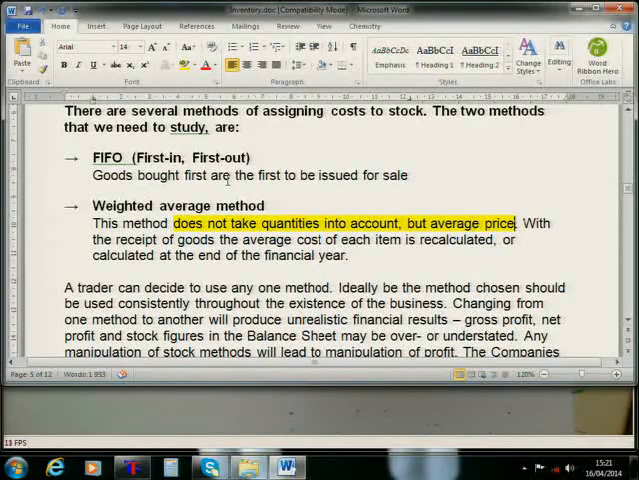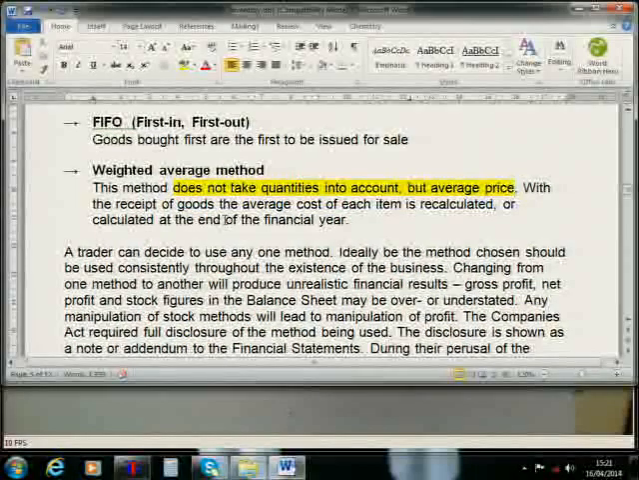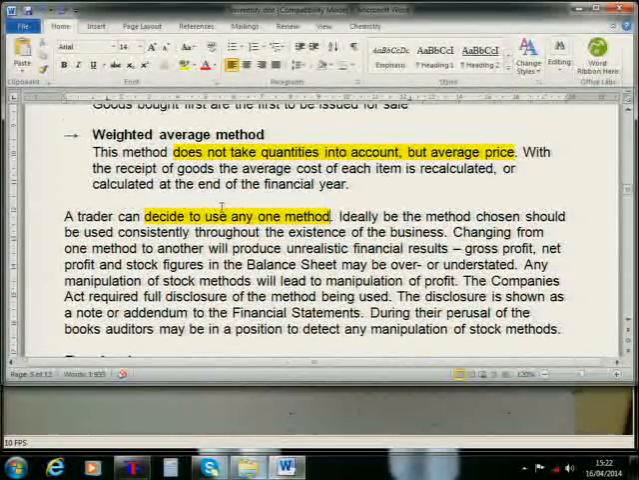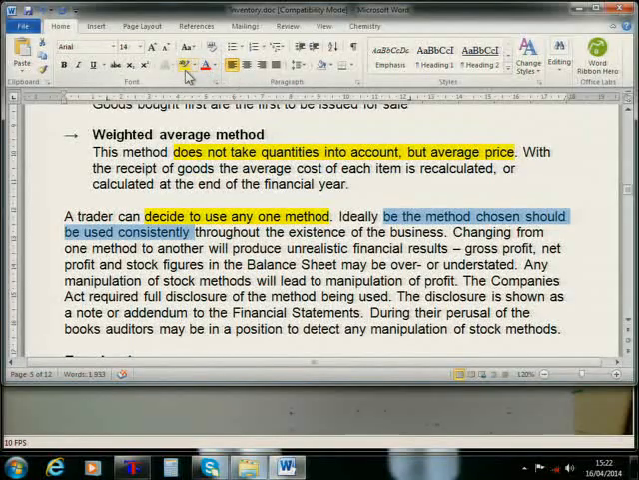With the receipt of goods, the average cost of each item is recalculated or calculated at the end of the financial year. A trader can decide to use any one method. So if you are in business, or if you think you're going to start a business, you can decide which one you're going to use. Ideally, the method chosen should be used consistently throughout the existence of the business. So which one you choose doesn't matter as long as you stick to that method.